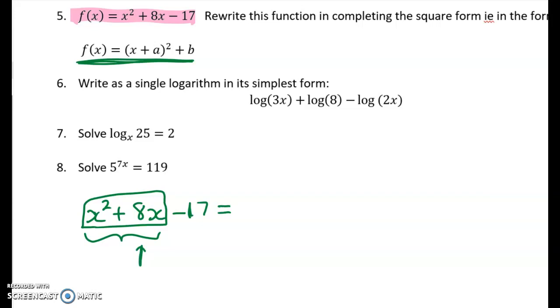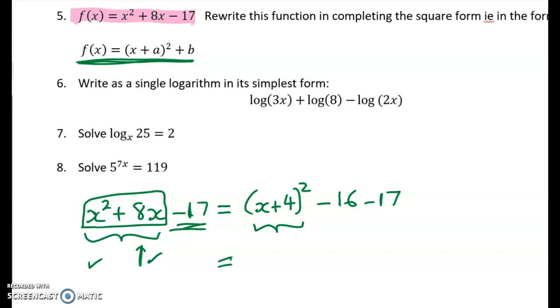So we take that 8 and we halve it. We get x plus 4 squared. Remember though, if I expand that, I'm going to get x squared plus 8x, which is what I want, but I've got an extra 16. So I need to take out the 16 and then take out the 17 that was there to start with. So my final answer here will be x plus 4 squared minus 33.